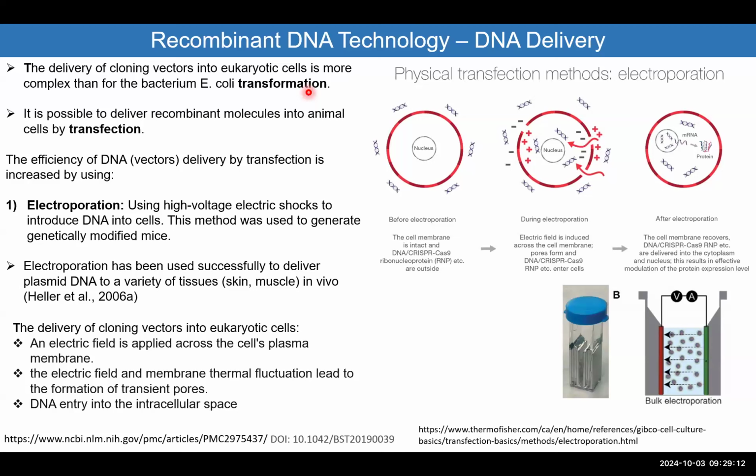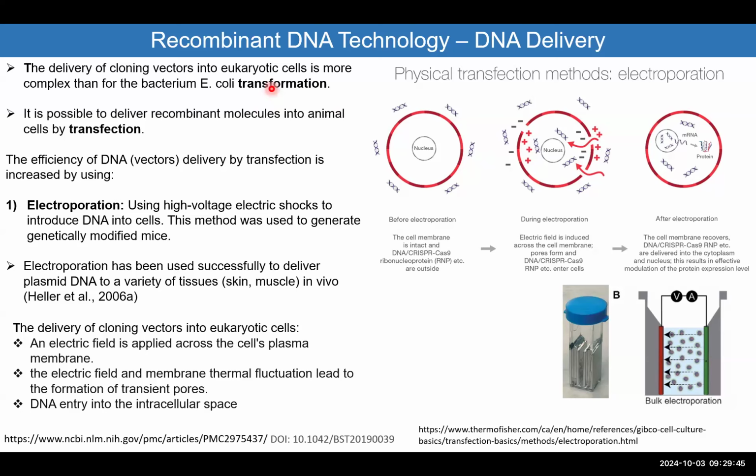Now, how do we transfer a piece of DNA that we clone into a plasmid into our cells? As described before, in bacteria, we had either the chemical transformation or the electroporation. Now, it's more difficult to deliver cloning vectors into eukaryotic cells compared to bacteria because the eukaryotic cells are more complex.